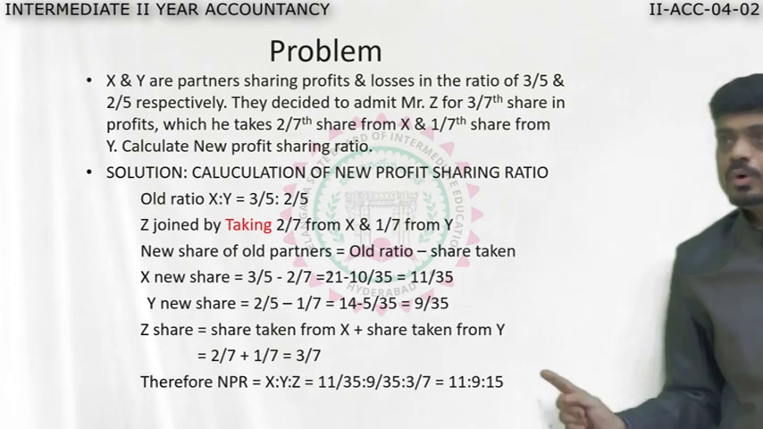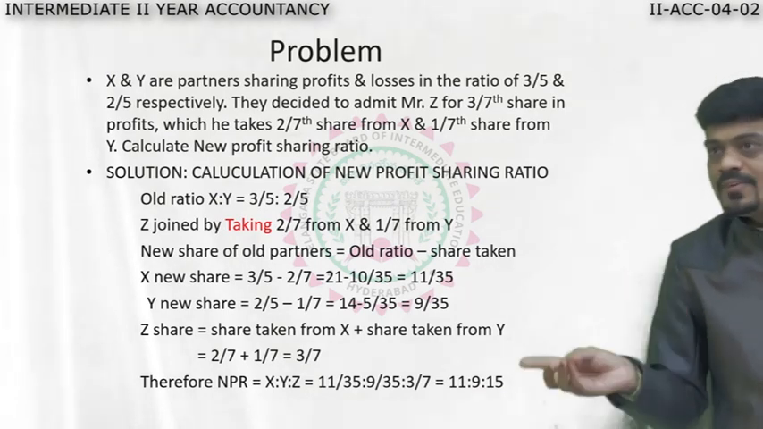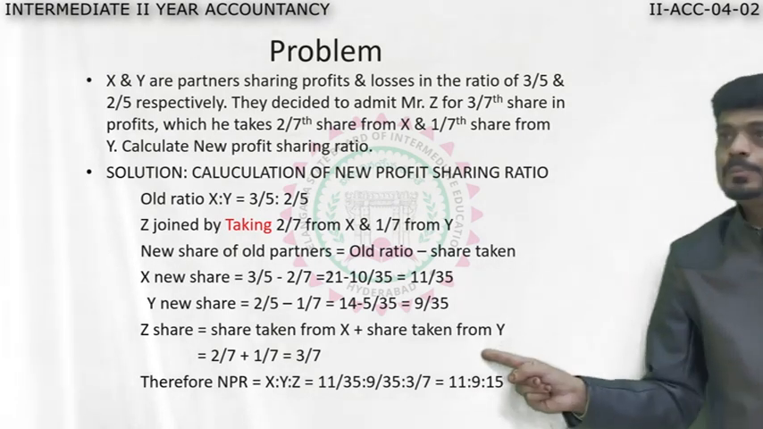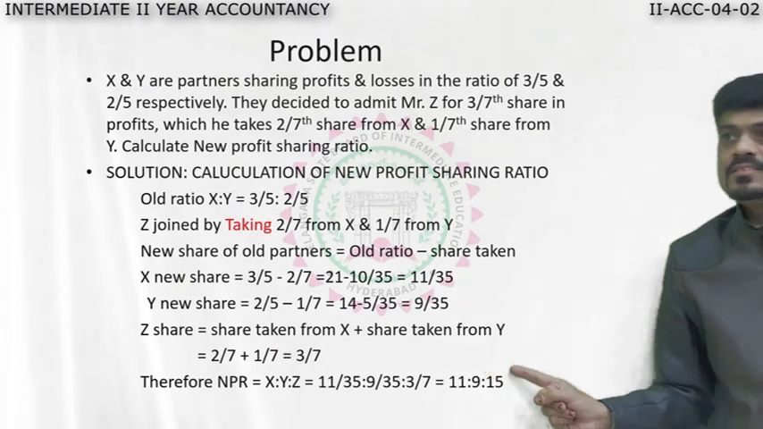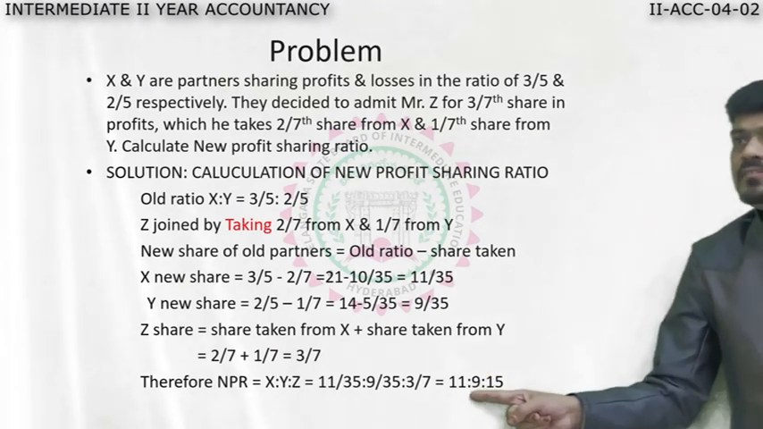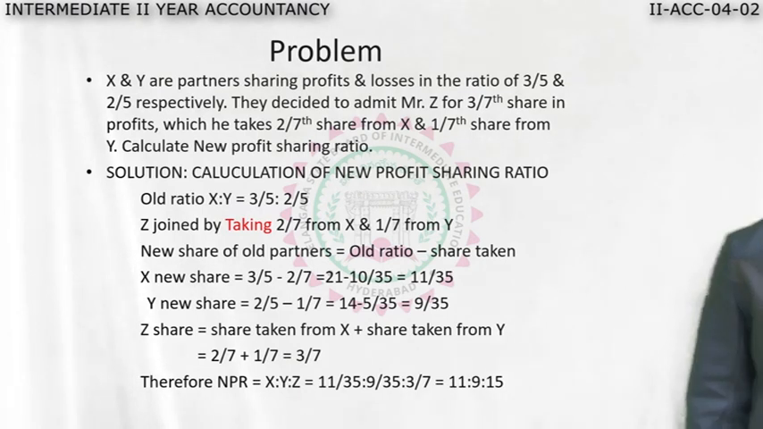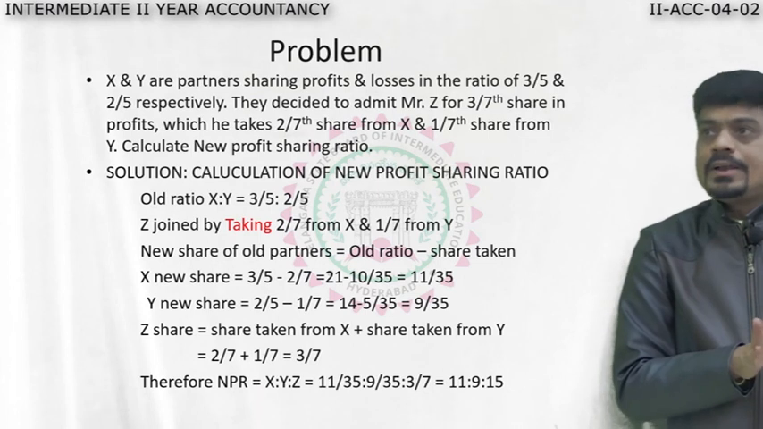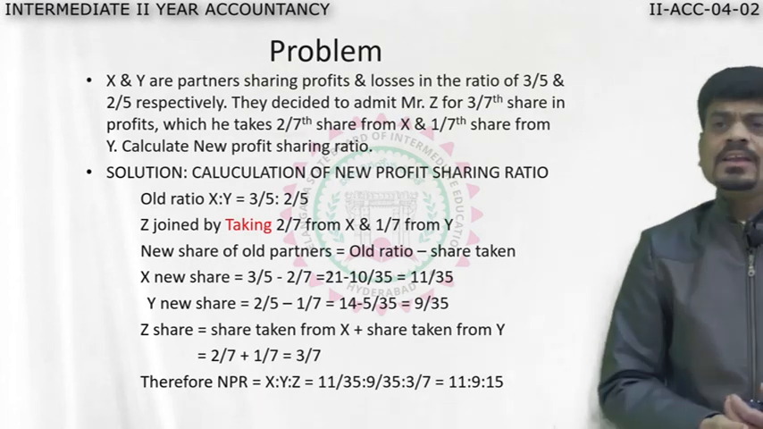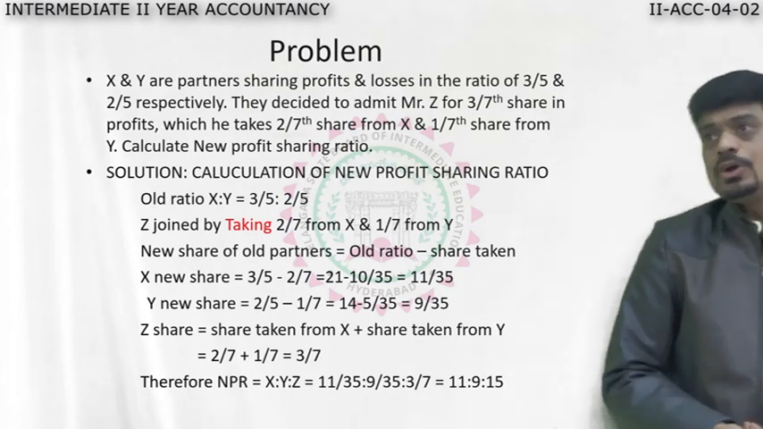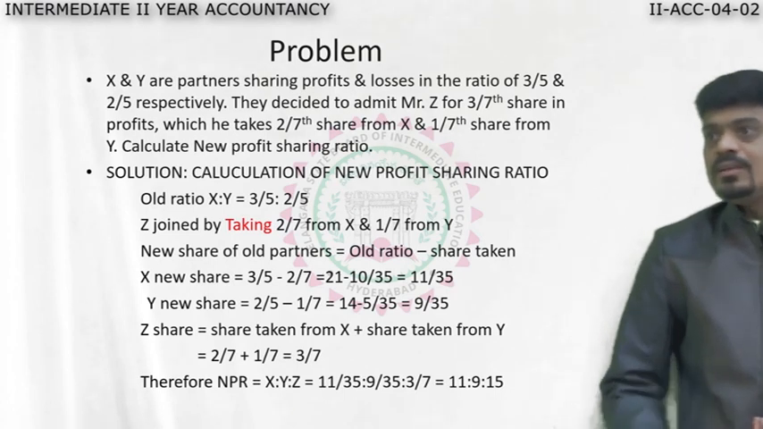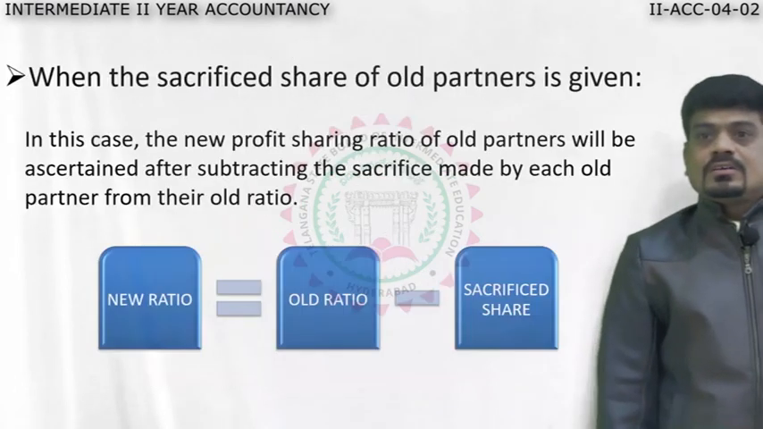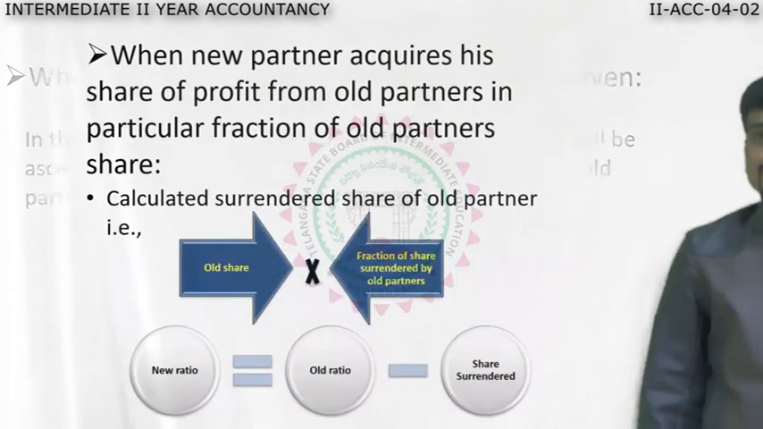Now 7 goes 5 times. 7 5s are 35. So the same number I have multiplied for the numerator. 3 5s are 15. So what is the answer? 11:9:15. Of these two patterns, dear students, the first one is the most important one. The second, likely we can expect for 2 marks. Then come the other parts.